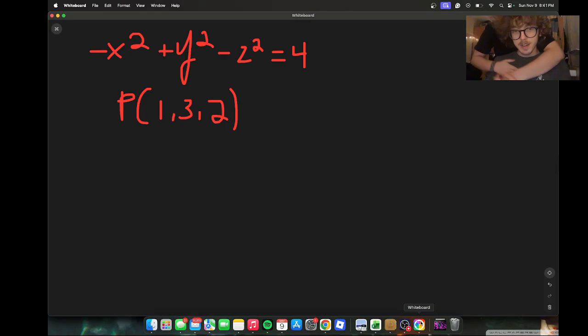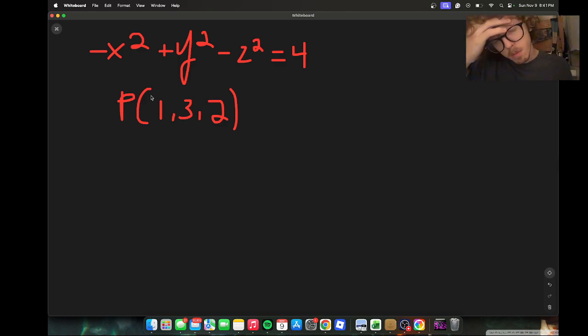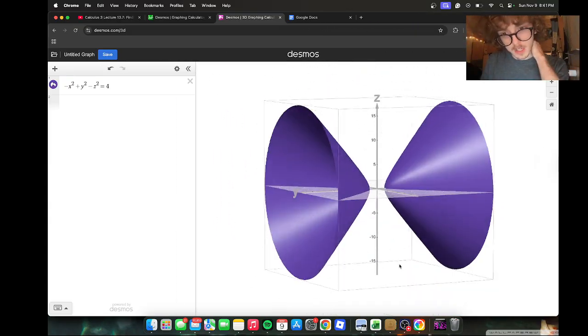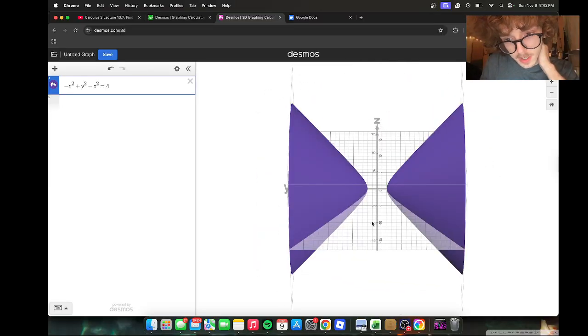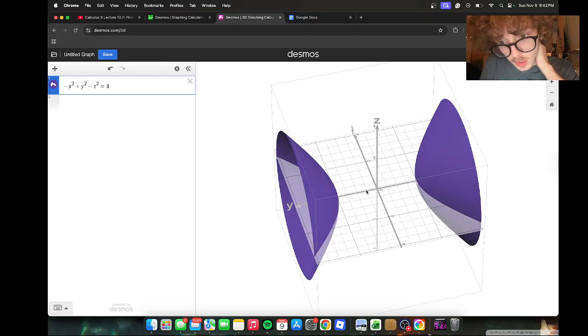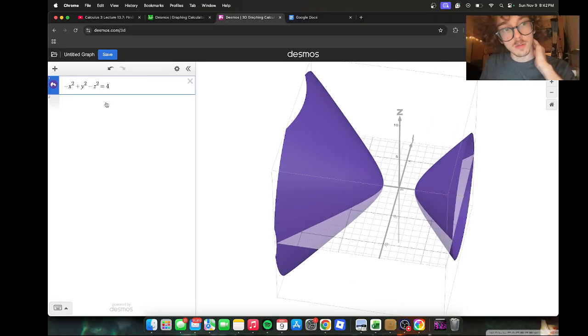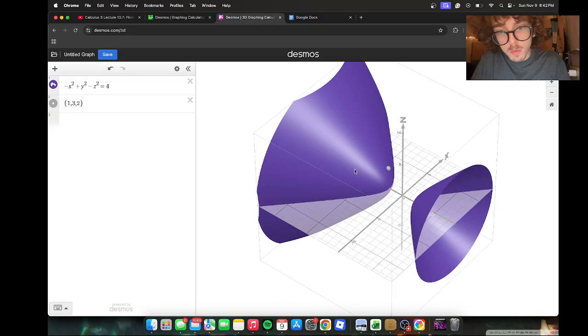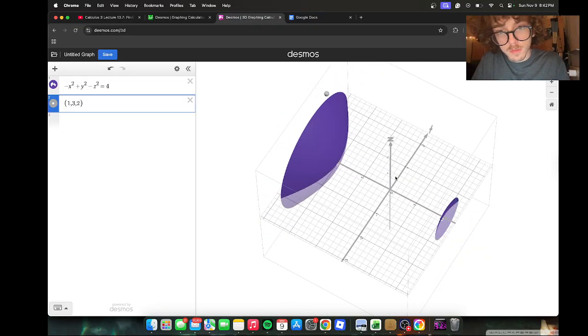So, we're going to be dealing with this example here. This is specifically a two-sheet hyperboloid. And we're asked to find a tangent plane at point 1, 3, 2 along with a normal to that plane. So here's what the function looks like if you're curious. It's just a regular two-sheet hyperboloid, plus or minus 2 on each side. And we're asked to find the point of 1, 3, 2. So what is the tangent plane at this point? That is what we are trying to find.